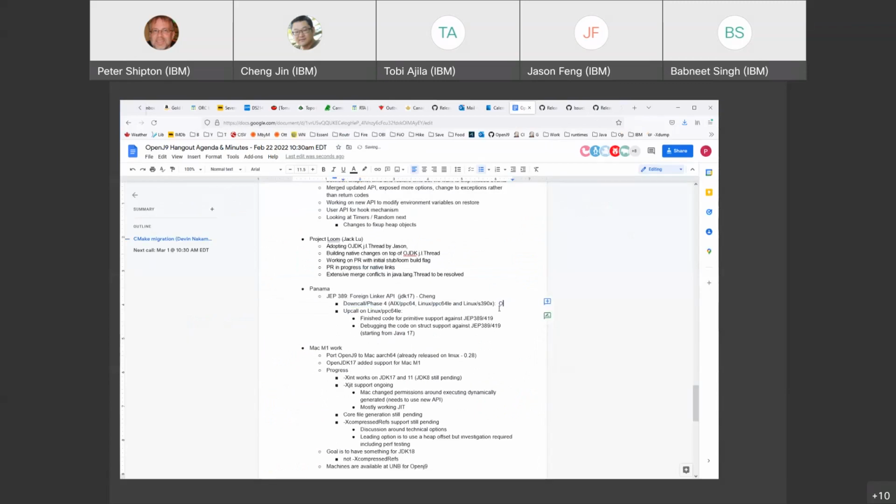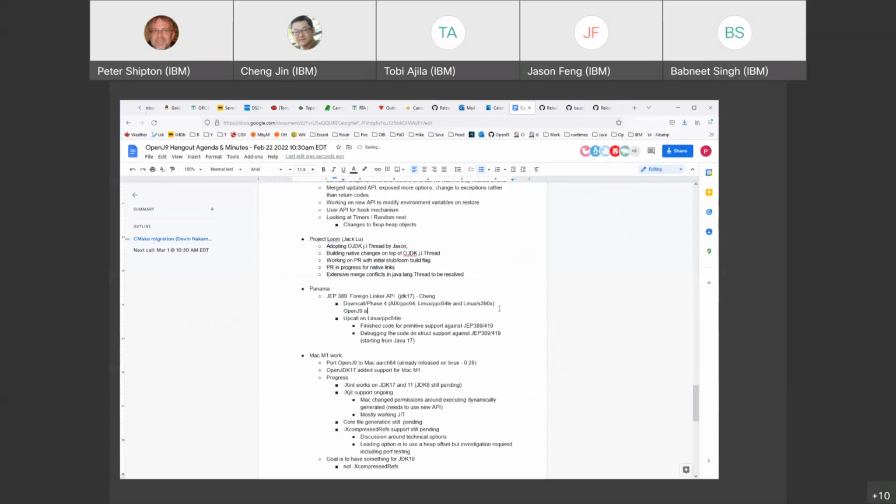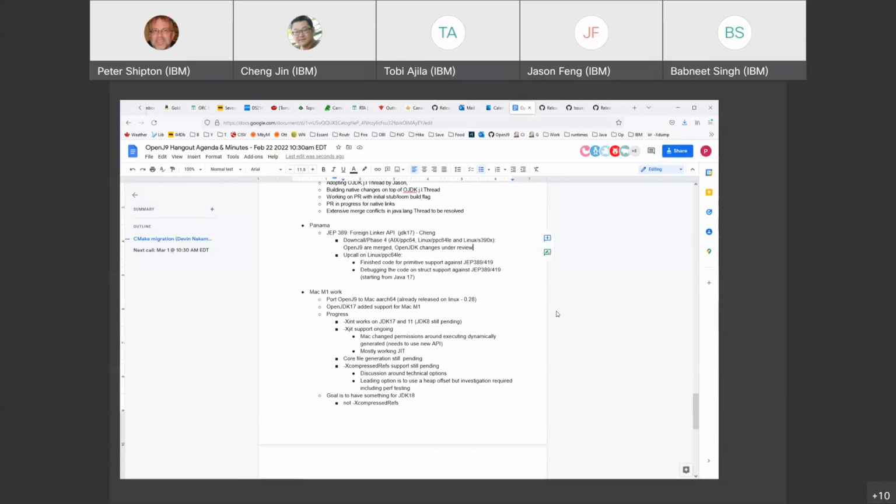So you say the OpenJ9 changes are merged? Yeah. And which part are you working on now? Upcall in terms of structure support. Oh yeah, it's there. Right, okay, thanks. Does anyone have updates on the Mac M1 work? I don't see Daryl, so.